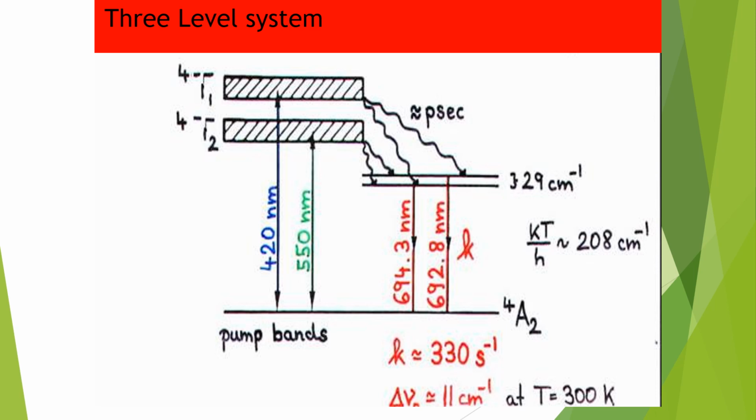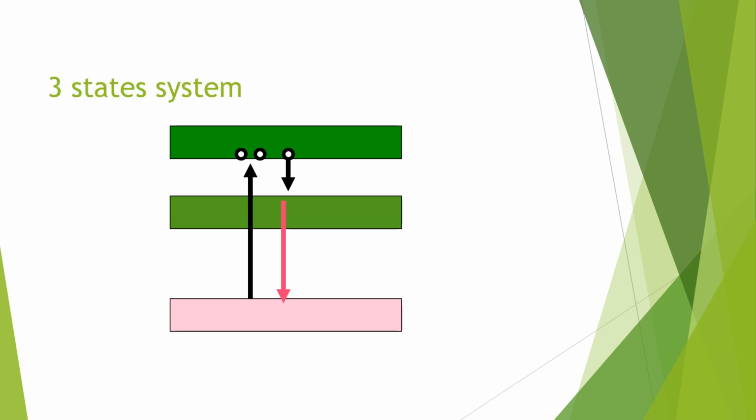Spontaneous emission occurs after picoseconds, and you can see that chromium, all the atoms which are at this level 3.29 centimeter inverse, will come down by trickling, and the stimulated emission occurs, and a red photon or red laser light is obtained, which corresponds to 694.3 nanometers or 692.8 nanometers. They are close wavelengths, but they correspond to the red color. That's why red laser is obtained. How can we see this system? We can understand it from here.